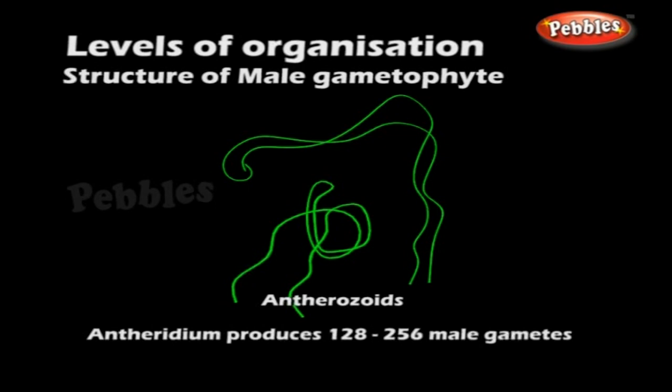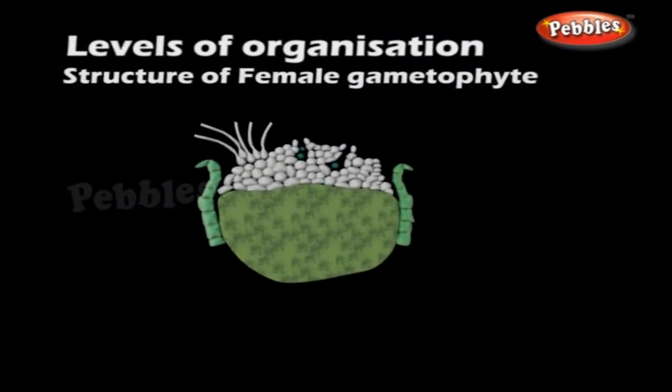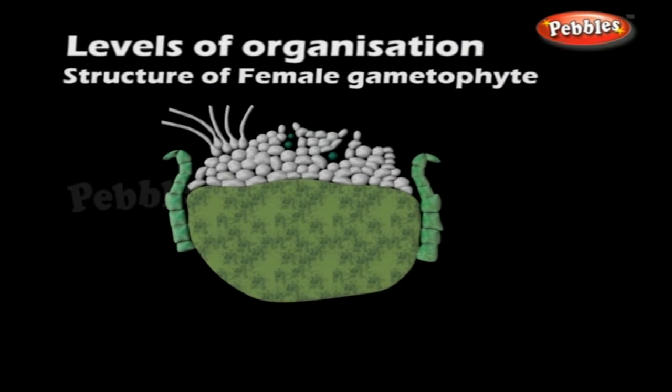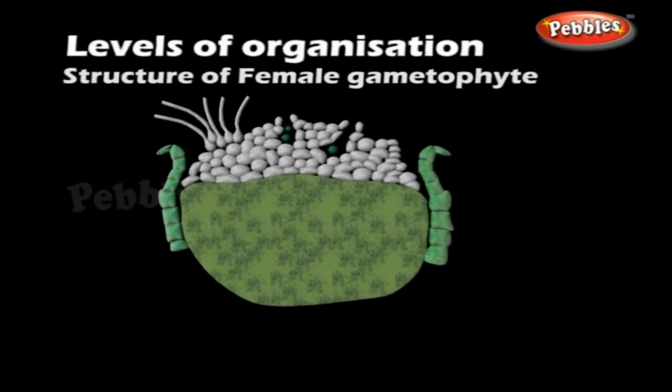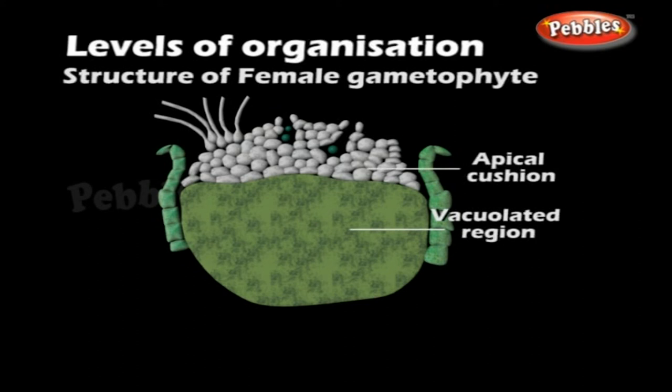Structure of female gametophyte. The megaspores liberated from the megasporangium are covered by a multilayered cell wall. Inside the megaspore, the lower region is the vacuolated region, having a vacuole, and the upper region has the apical cushion, a cushion-shaped region. A few or many archegonia, female reproductive organs, develop from the superficial cells of the apical cushion. At the base of archegonia, an egg cell is present. Such a megaspore having archegonia, apical cushion and vacuolated region is called the female gametophyte. It is anchored in soil by root-like structures called rhizoids growing from the apical cushion.